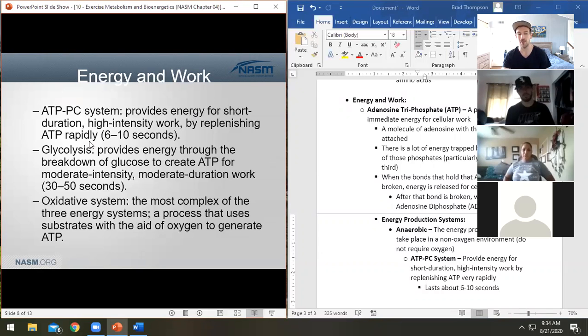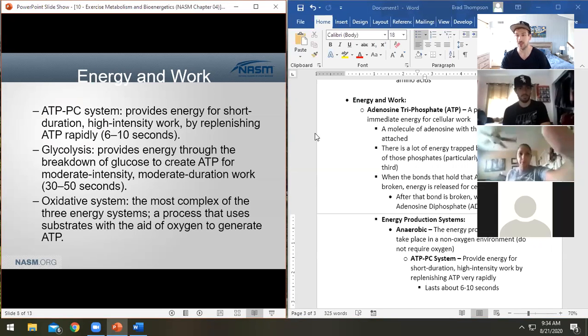Then there's a little bit of puffiness that happens during glycolysis, but that's not necessarily creatine. That's just the water weight part of it. So that's one of the things that we want to be aware of.